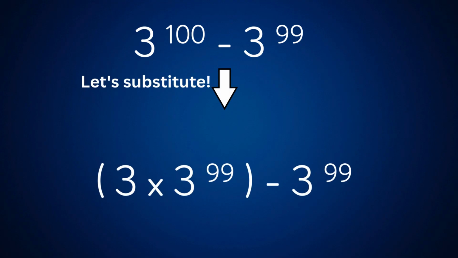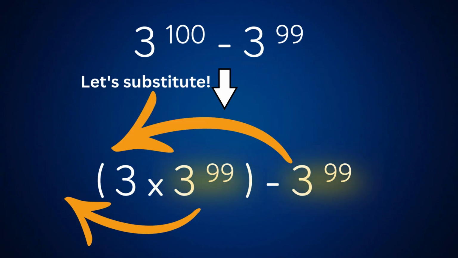Now let's go back to our original problem. We can substitute what we just learned. So our problem becomes 3 times 3 to the 99th minus 3 to the 99th. Do you see it now? We have a common factor. Both terms have 3 to the 99th in them.